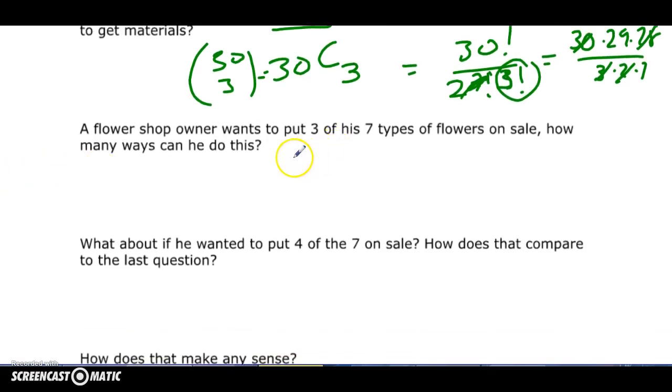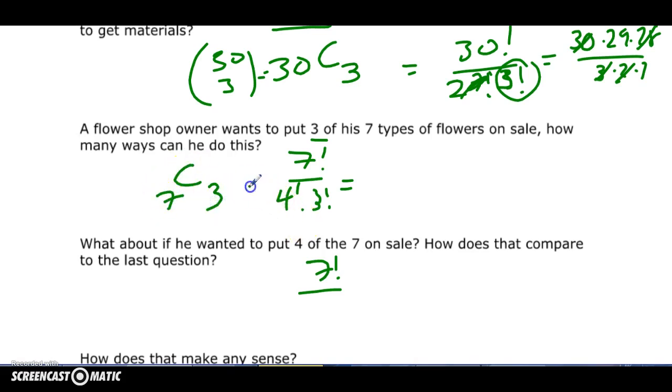Okay. This is kind of neat. So a shop owner wants to put up 3 of his types of roses on sale, and you find out that this is the way to do that. Okay, and he has 7 types of roses, and he wants to put 3 for sale. How many ways can that happen? 7 divided. So that's this, C 7 3, and that is that.